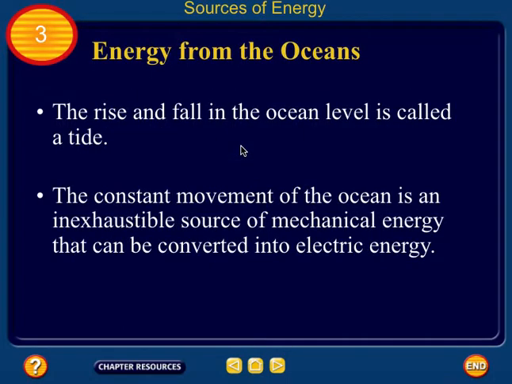Energy from the oceans. The ocean is in constant motion. If you've been to the seashore, you've seen waves roll in. You may have seen the level of the ocean rise and fall over a period of about half a day. This rise and fall in the ocean level is called a tide. The constant movement of the ocean is an inexhaustible source of mechanical energy that can be converted into electrical energy. While methods are still being developed to convert the motion in ocean waves to electrical energy, several electrical power plants use tidal motion to harvest this kinetic energy.